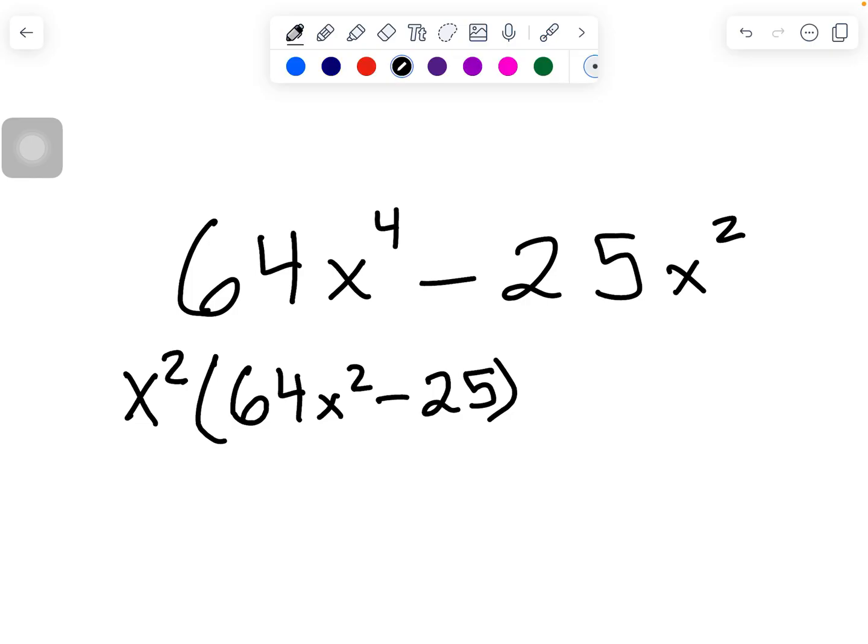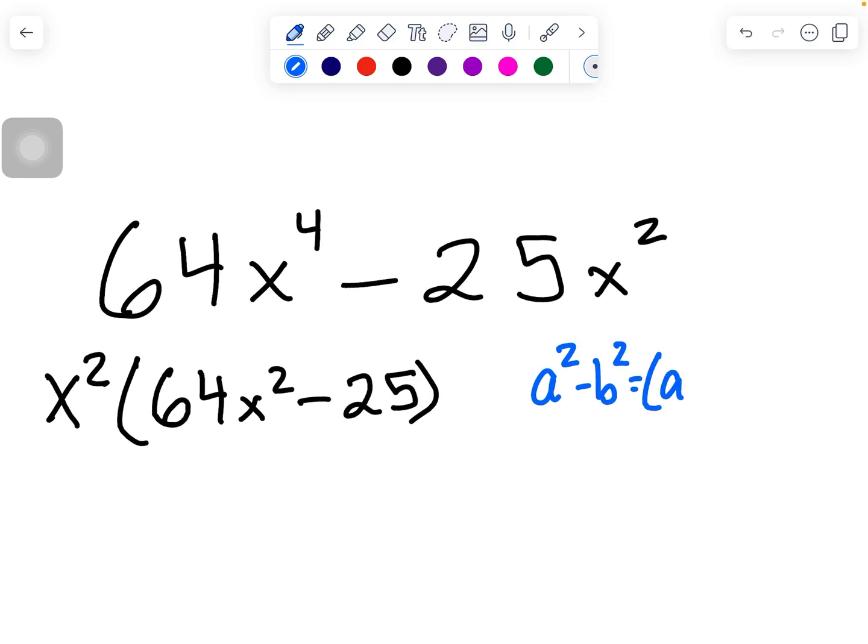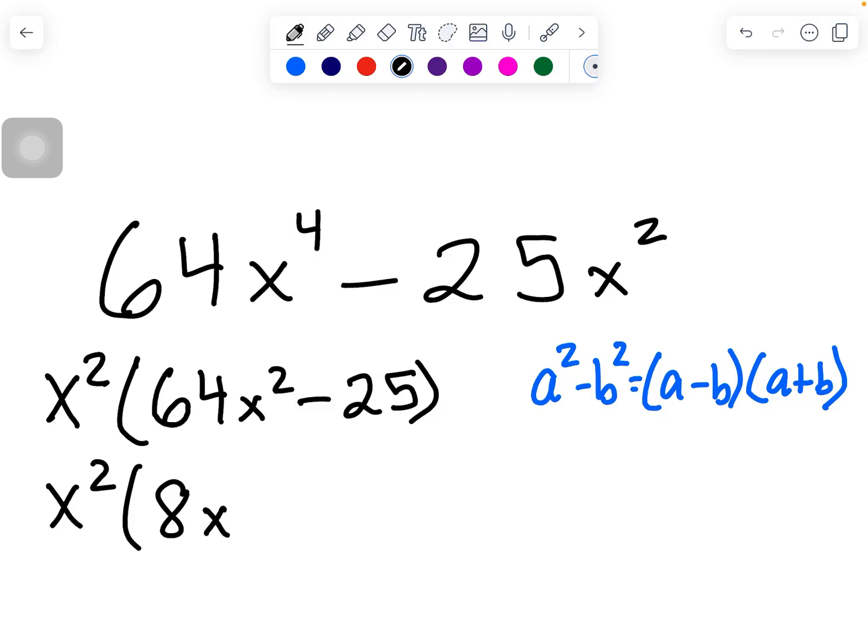Whenever we do a difference of squares, I'll write the formula over here. If we have a squared minus b squared, that is the same as a minus b times a plus b. So I'm just going to take the square root of both of my pieces and then plug in where I see there. So I have my x squared, my GCF just chills there. The square root again of 64 is 8, so I will have 8x, and the square root of 25 is 5. Now one of them will be minus, and the other one will be plus, and that is it.